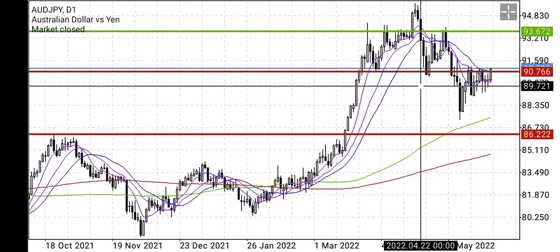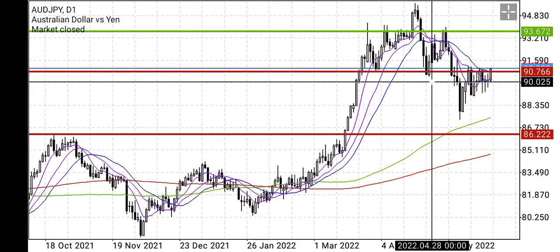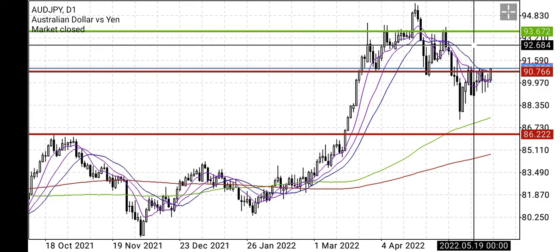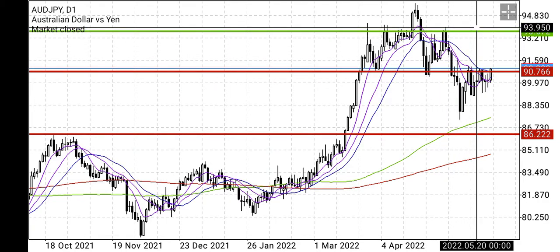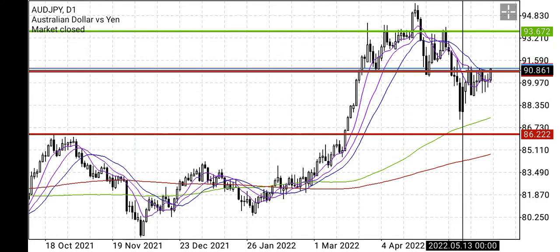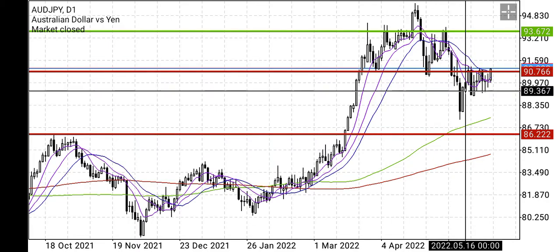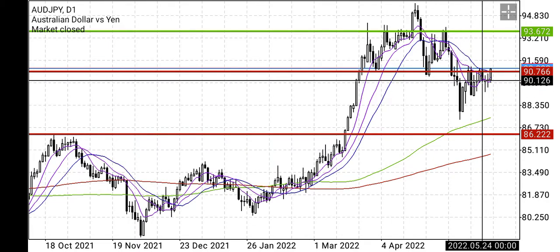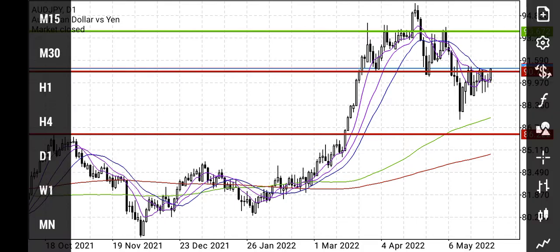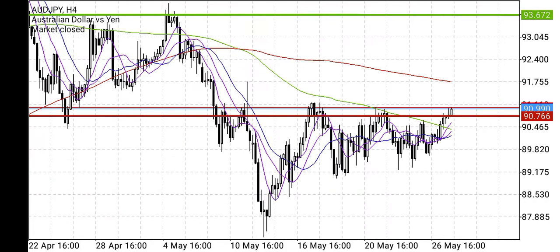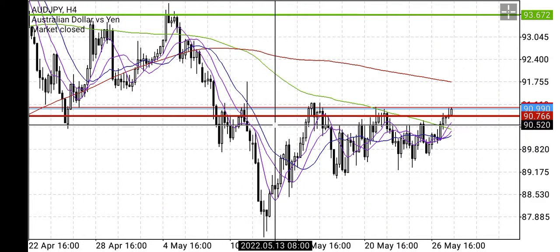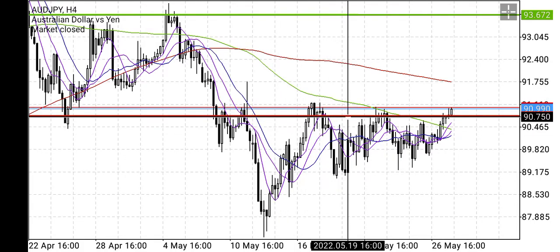Then price came all the way down again to test the support level at 90.766. Then price went up to retest the resistance level at 93.672. Then price came all the way down to these points, then went up. Now if you look at this carefully, you see that price is trying to break this support level, which is now a resistance level at 90.766. So let's switch to a smaller time frame so that you guys will get to see it. As you can see, price is still struggling to break this level.